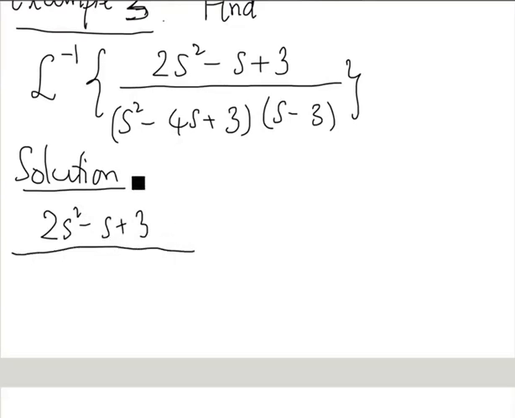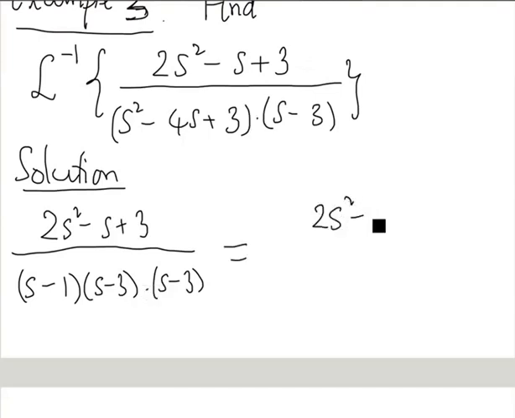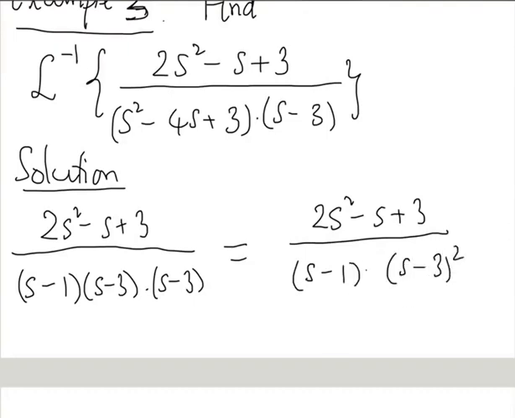Let's rewrite the numerator and factor the denominator. Here we have s squared minus 4s plus 3. We can factor it as s minus 1 times s minus 3. But also we have another s minus 3 in the denominator that's already there. Now we need to combine the same factors into an exponent. So we have s minus 1 and then s minus 3 squared.